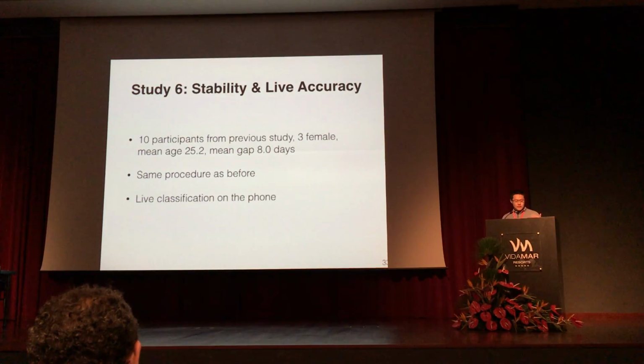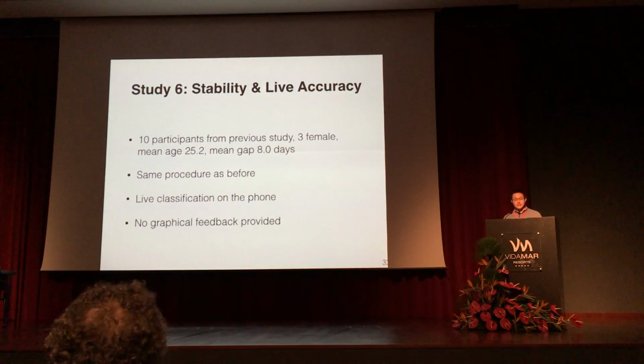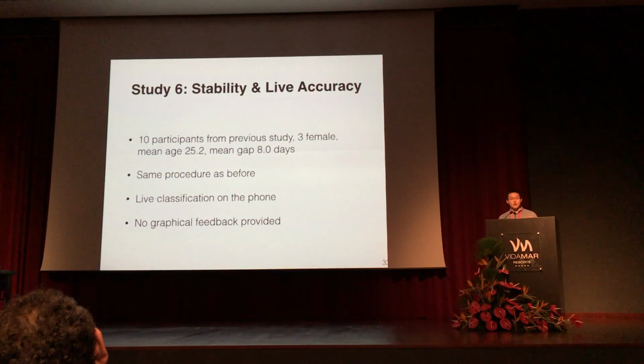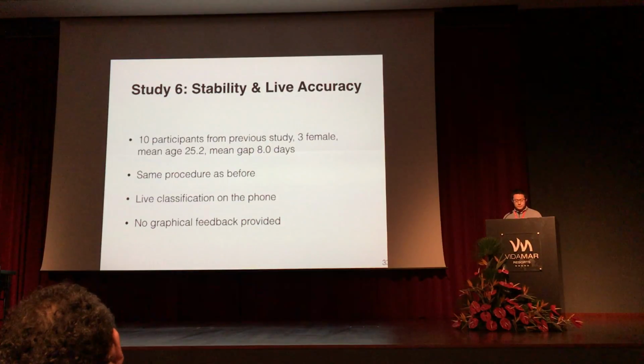Each participant then collected handprint data following the same procedure as the last study. However, this time, live classification was performed on the phone to gather the results. And the interface was the same as the last study, which provided no graphical feedback, to prevent the users from adjusting their hand pose to match the classification result.